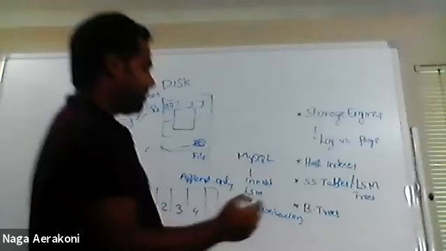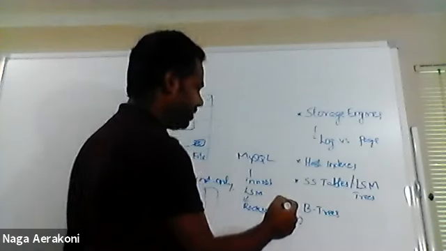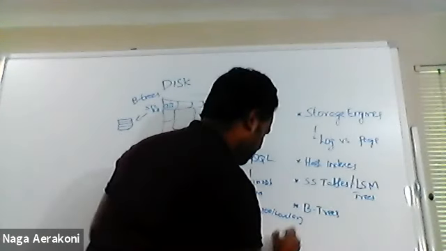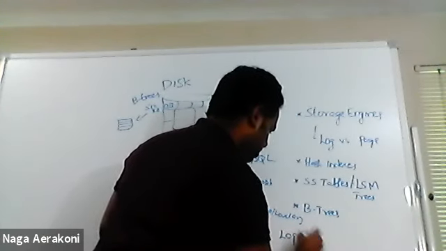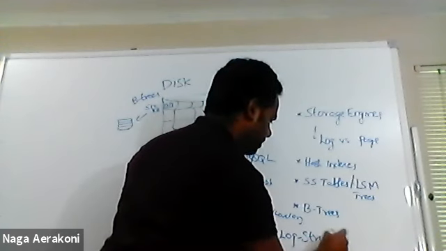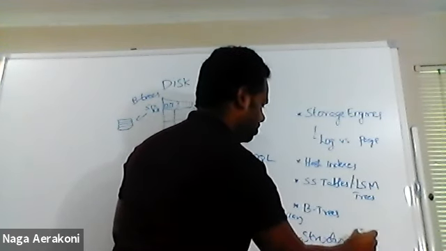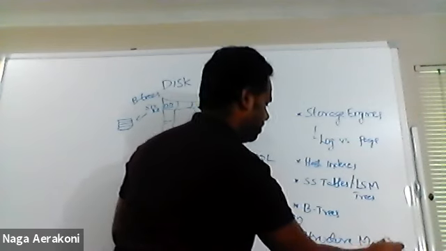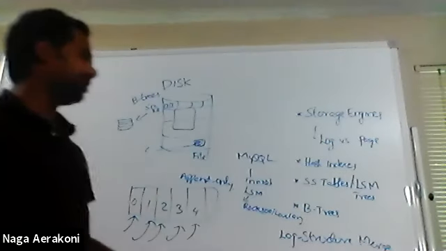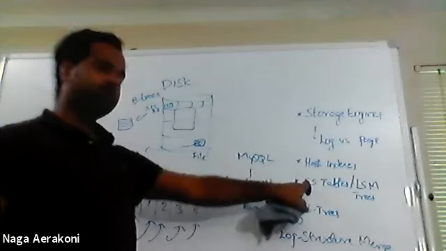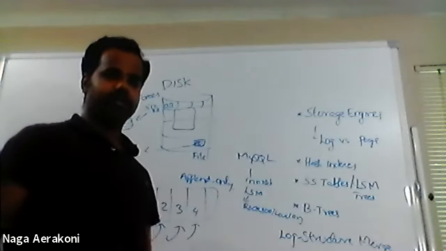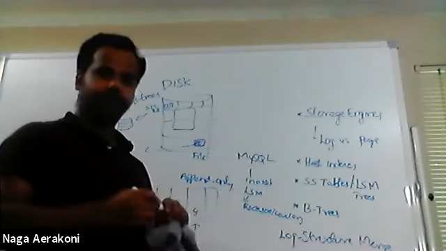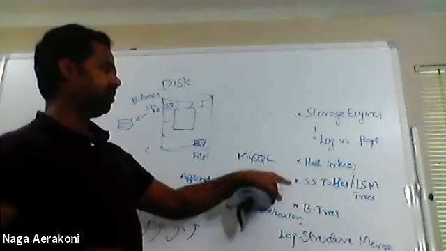What is LSM? LSM is log structured merge tree. The full form is log structured merge. I'll get to that. It's log structured merge tree, and I'll tell you how the name came. And SS tables means sorted string tables. I'll get to those in detail.